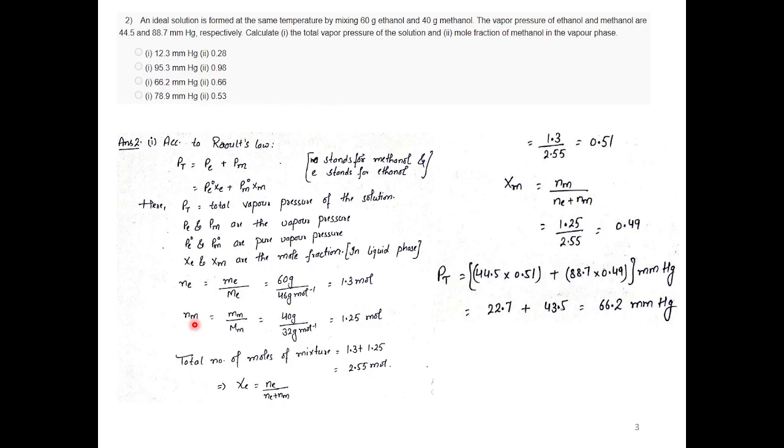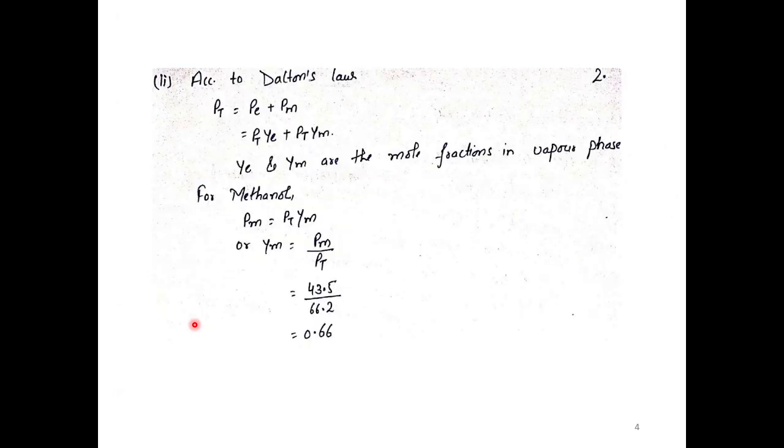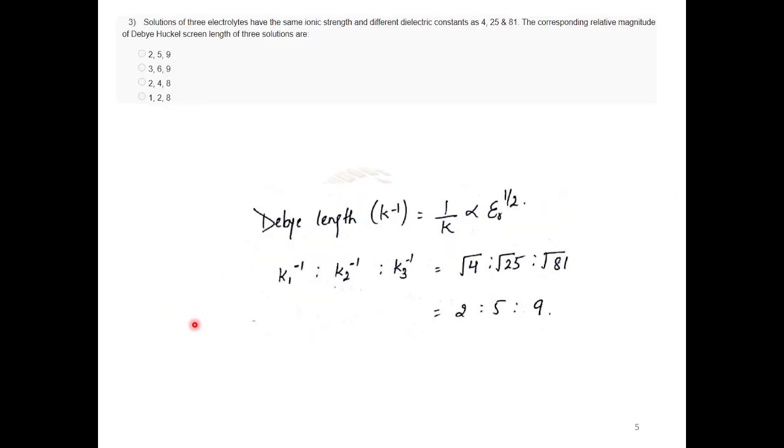As you know, total vapor pressure is the vapor pressure contribution from ethanol as well as methanol. So from there you can get the value of P0 xe plus P0 xm. So these two are the mole fractions xe and xm for ethanol and methanol respectively, and from there you can get the value of total pressure. So now I will take you to the third question.